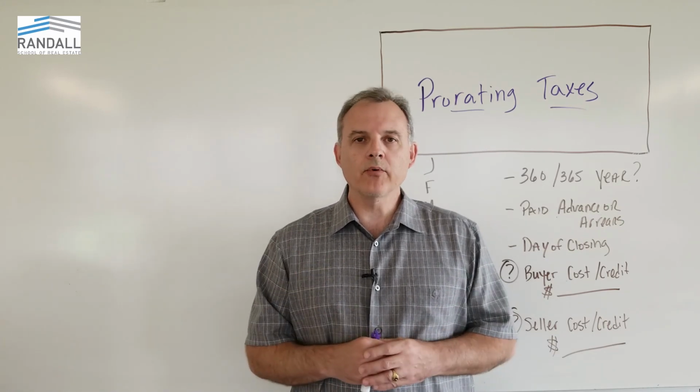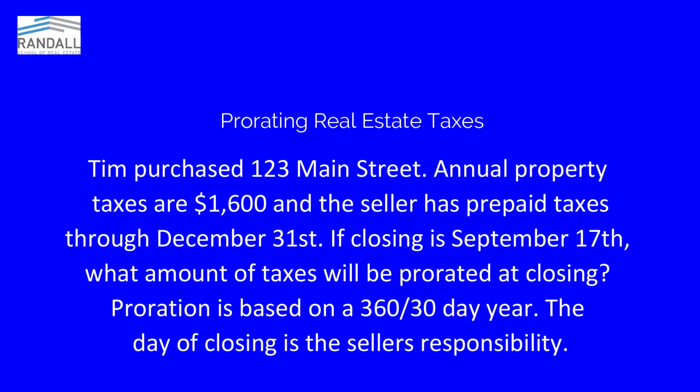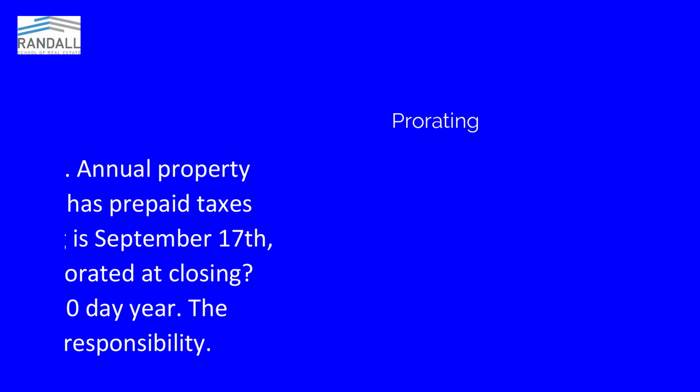All right, so let's jump right into today's problem. Tim purchased 123 Main Street. Annual taxes on the property is $1,600 for the calendar year, and the seller has prepaid the taxes through December 31st. If closing is September 17th, what amount of taxes will be prorated at closing? Proration is based on a 360-day, 30-day year. The day of closing is the responsibility of the seller.